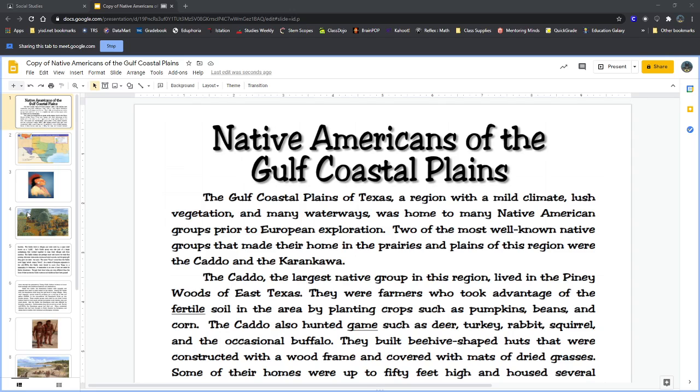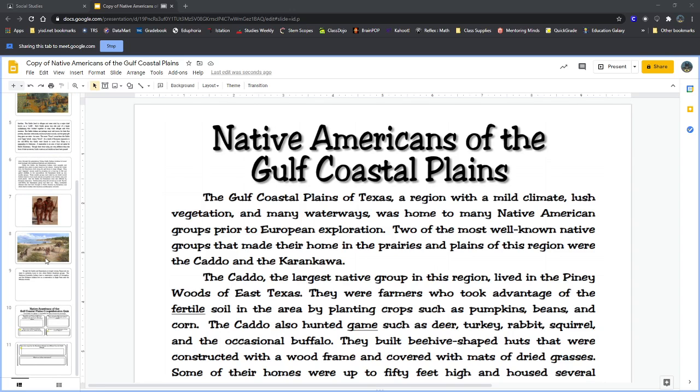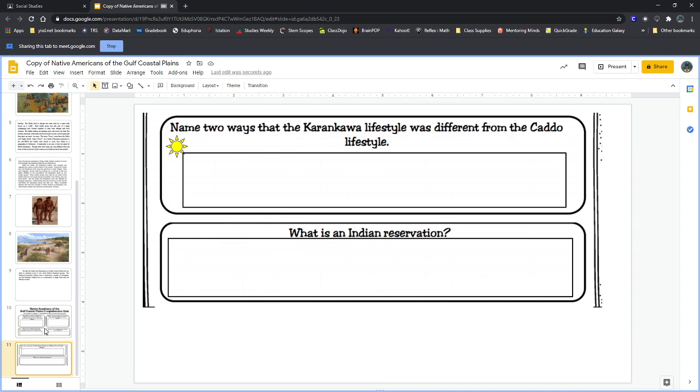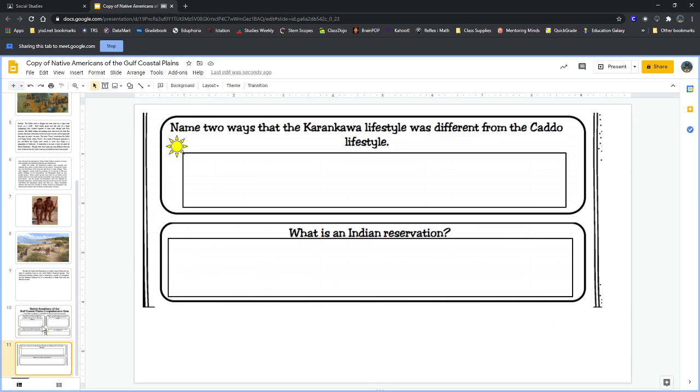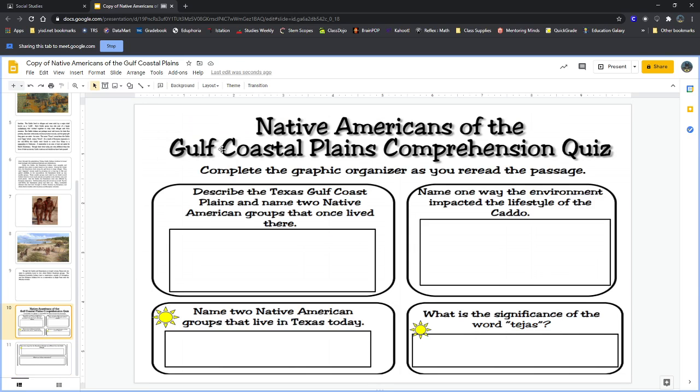Before we read through this information, there are some questions at the end that I want to go ahead and read before we go through the information, just so that while we're reading, we know what we need to look out for and what we need to slow down and find. So the questions are on slide 10 and on slide 11. There are 4 questions here on slide 10, 2 questions on slide 11.